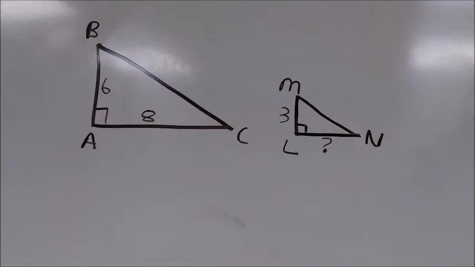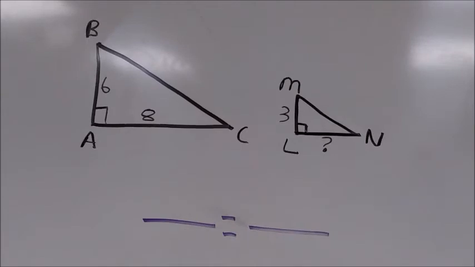Well, LMN has a side that is missing. We don't know its length. We can set up a proportion to find the length of the missing side, LN. But first, we have to make sure we understand which sides correspond to one another on ABC and LMN. Then, we have to make sure that our ratios inside the proportion are consistent.